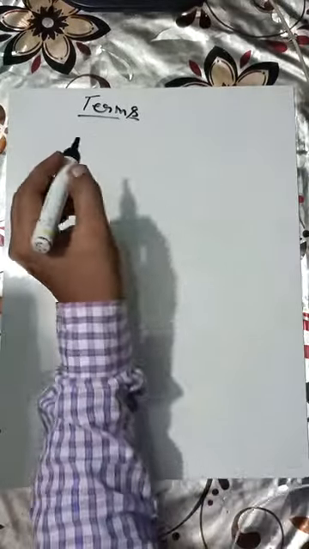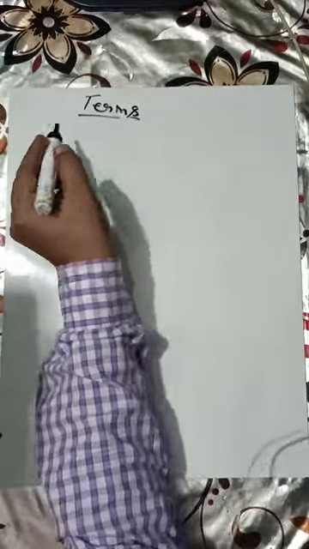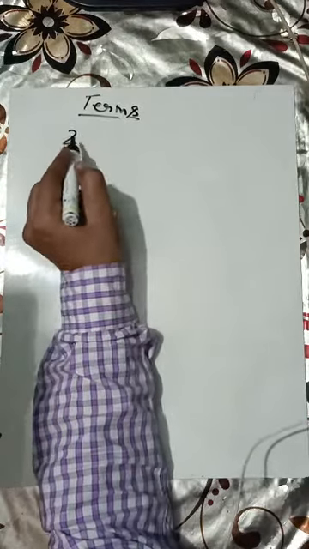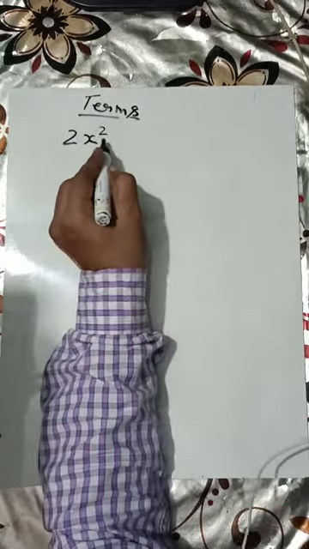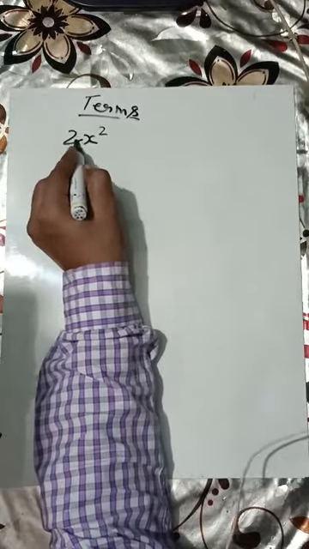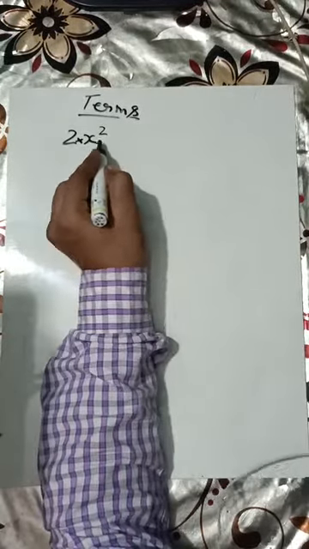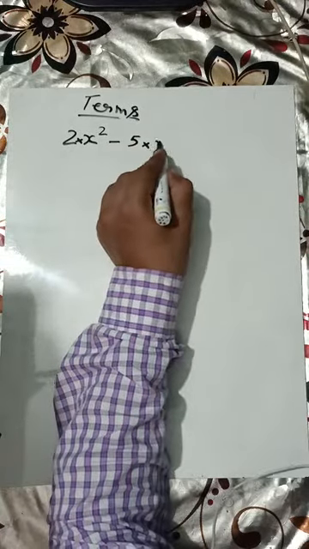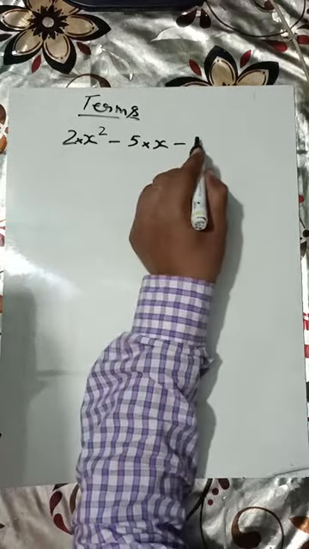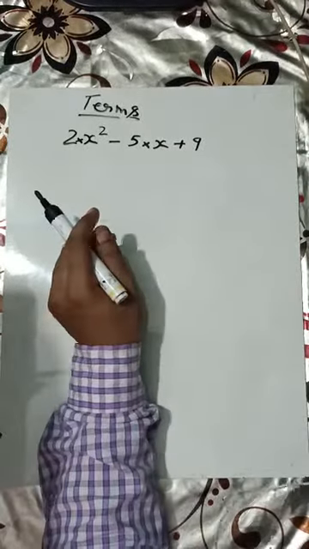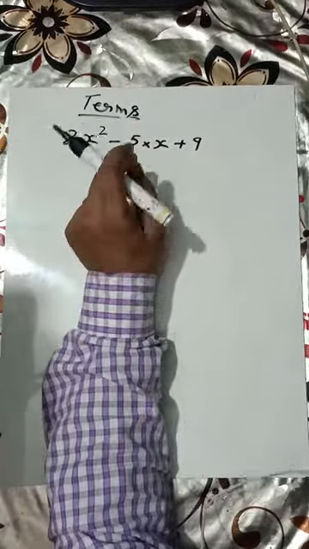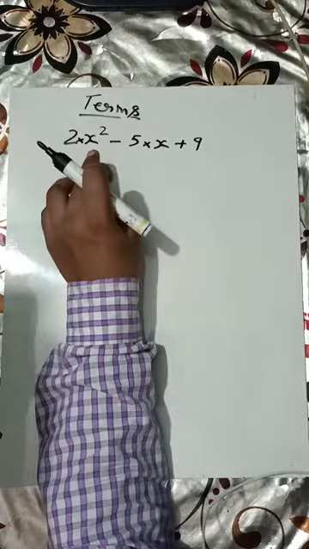Now the next topic is the terms. To explain the meaning of term, let me take one algebraic expression: 2x square, and in between this is the multiplication sign, okay, minus 5 multiply x plus 9. When we consider terms, it means the parts of the algebraic expression.